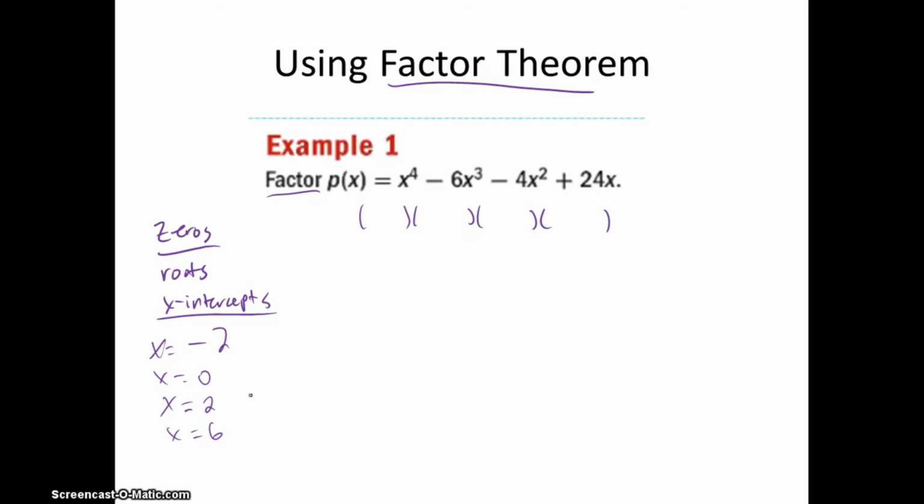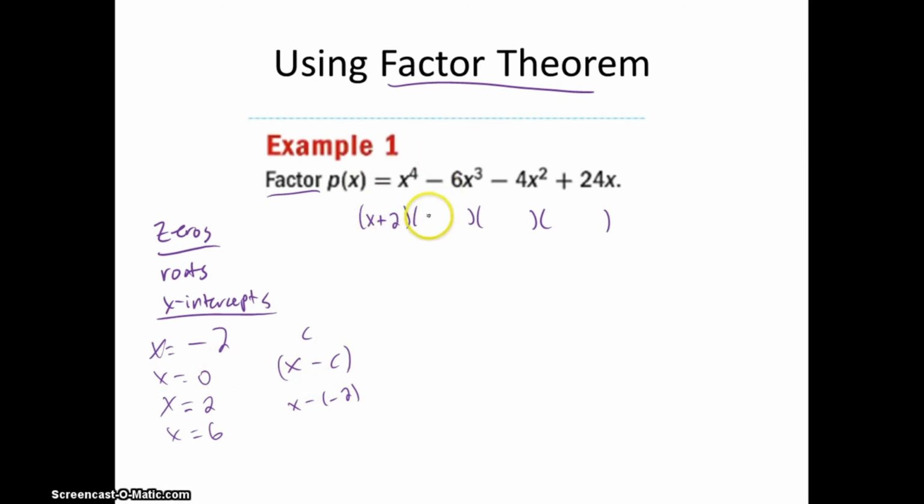So what the factor theorem tells me is that because I have my zeros here, I can just subtract them. Remember, if c is a zero, then x minus c is a factor, because c minus c is going to give me the zero there. So I'm going to subtract these all from x. My first factor will be x minus negative 2. X minus negative 2. So let's say that's going to be x plus 2.